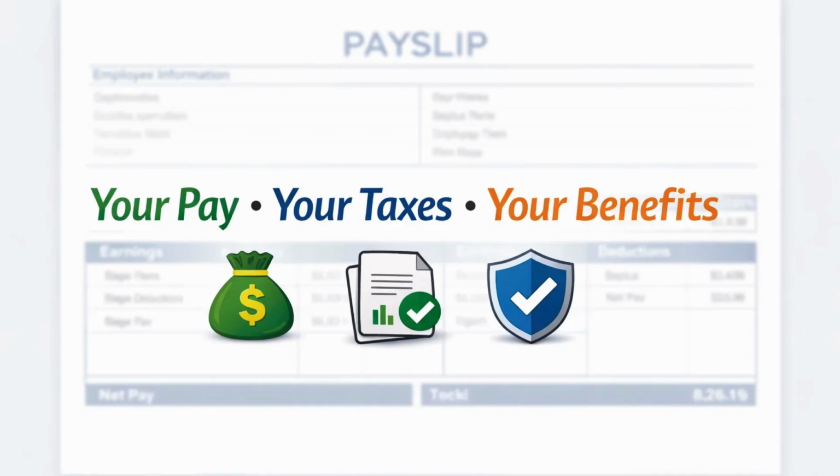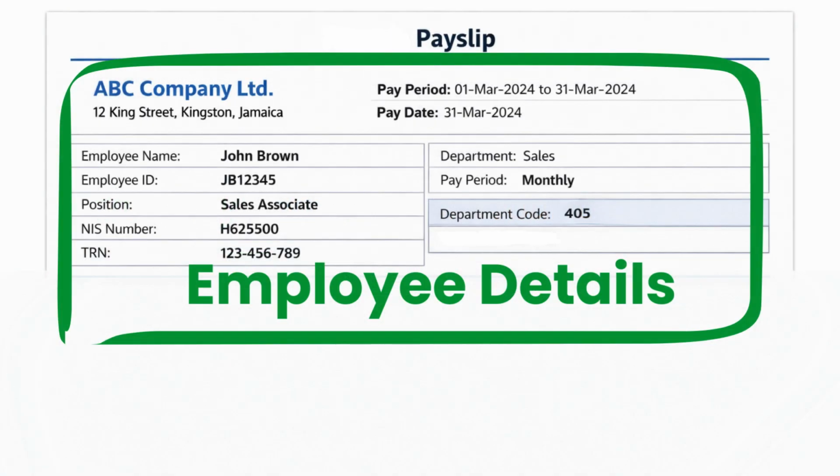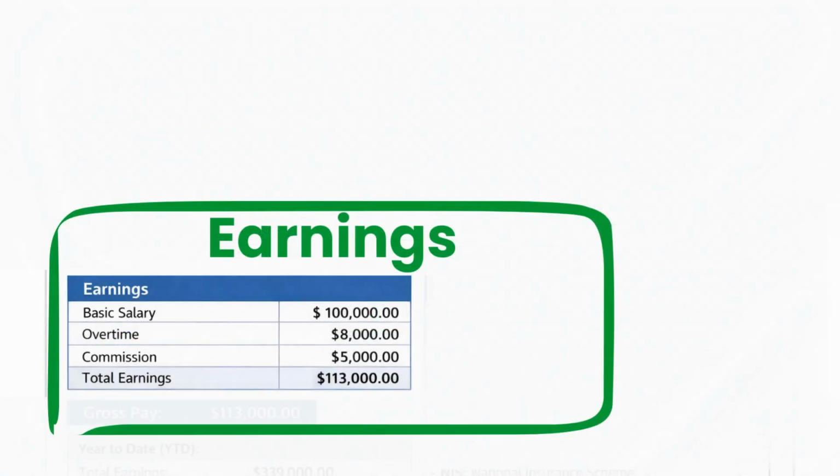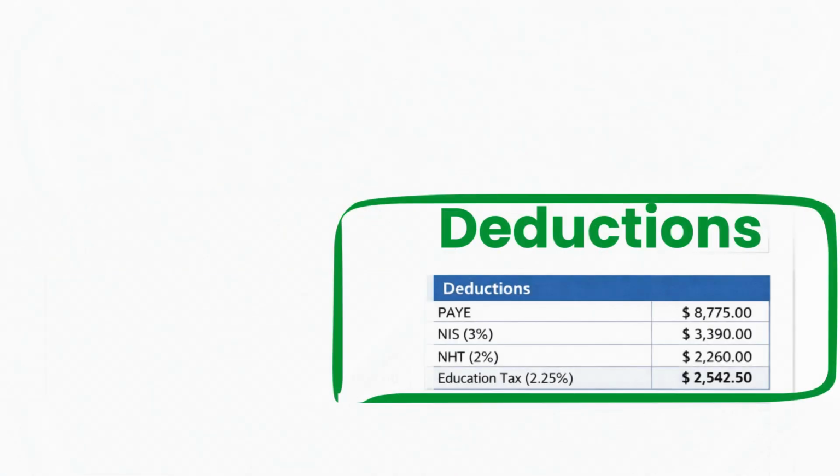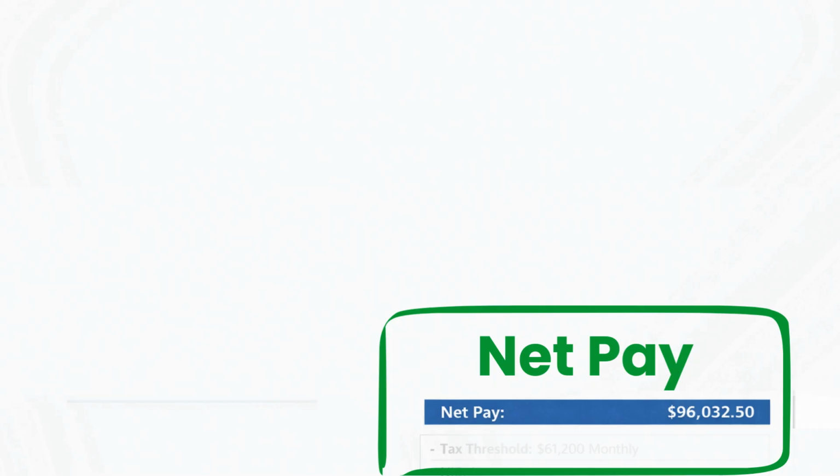So let's break down a Jamaican payslip in plain Jamaican English. No legal talk, no accounting jargon. Most Jamaican payslips are broken into four main sections: employee details, earnings, deductions, and your net pay, the money that actually hits your account. Let's go through each one step by step.